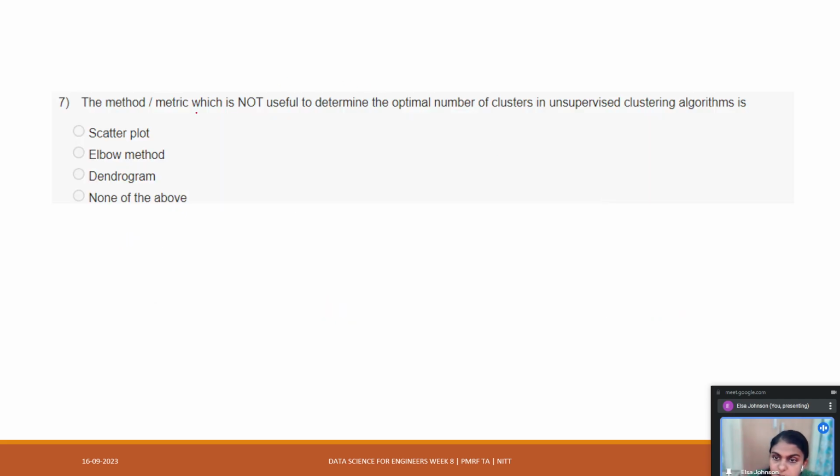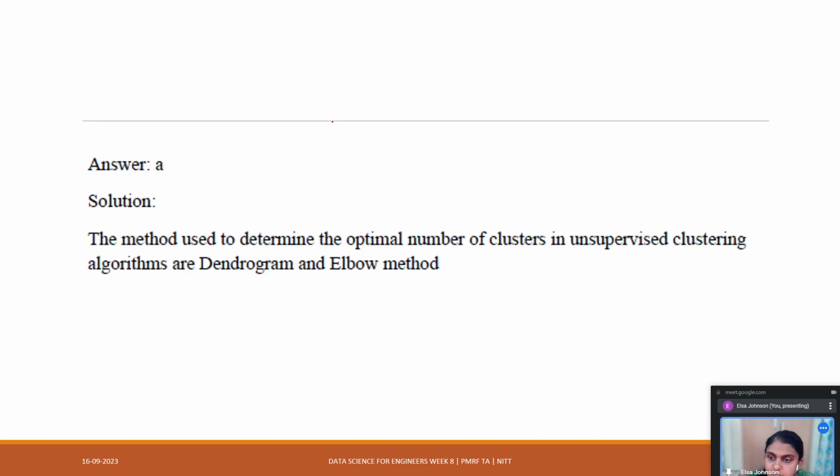Now the method or metric which is not useful to determine the optimal number of clusters in unsupervised clustering algorithms is, can you tell me? Okay, C, A, some are giving A. Okay, so the answer is A, that is right.